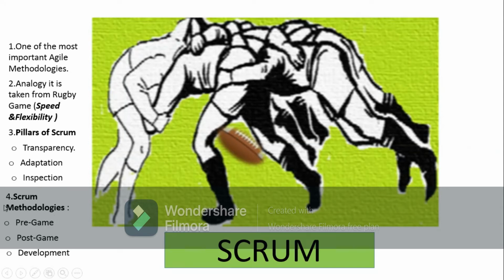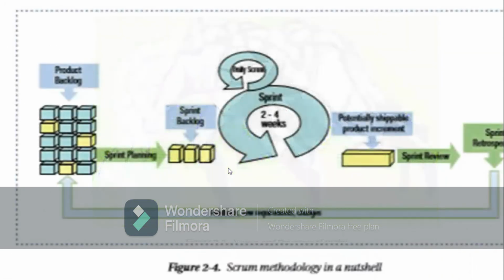Now, when it comes to the Scrum methodologies, we have what we call a pre-game, a post-game, and development. A pre-game is basically your sprint planning, your iteration planning, the plan you build on how to deliver. The post-game has to deal with the integration. It has to deal with your product backlog. It has to deal with your sprint backlog. And development is your sprint execution in which you deliver.